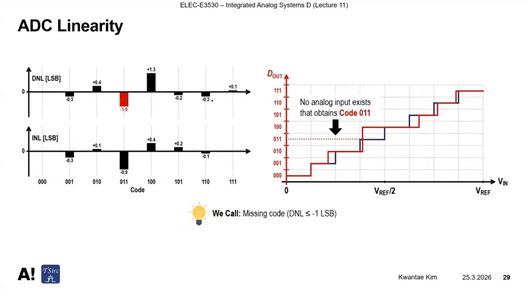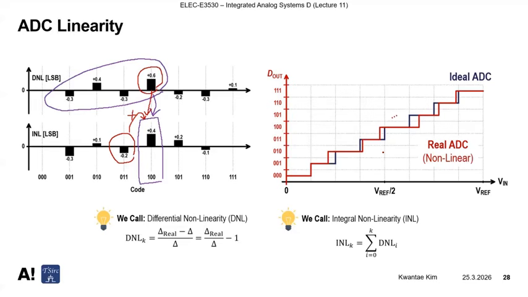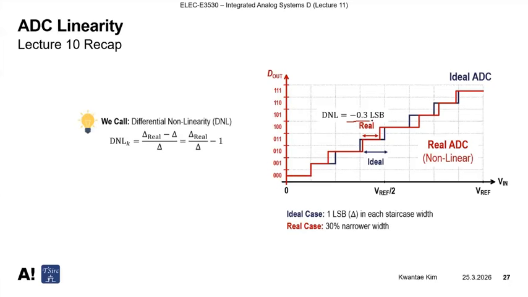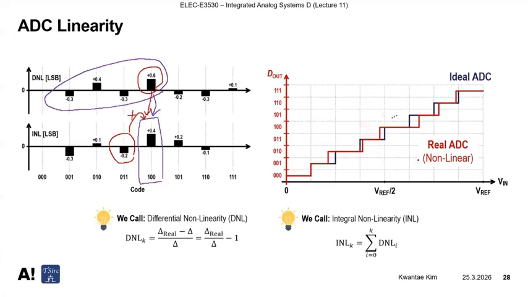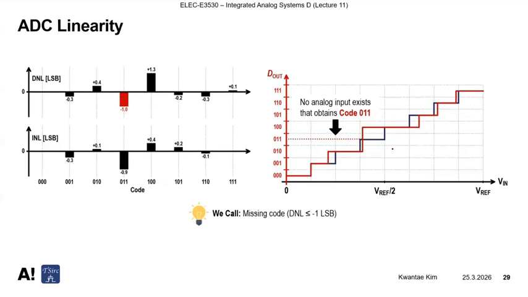And there is also one concept we call missing code. This happens when DNL is less than or equal to minus 1 LSB. Here we have a red curve. DNL is minus 1 LSB. So here, this is a situation where we had minus 0.3 LSB, right? Which is 30% narrower. But what if it is narrower, and in the end it is almost like there is no width at all. Then we call DNL minus 1 LSB.